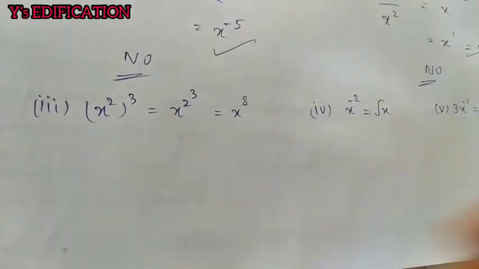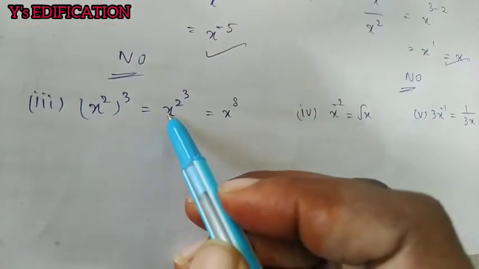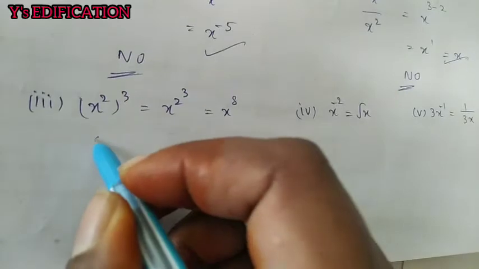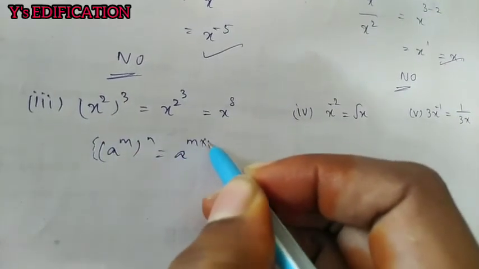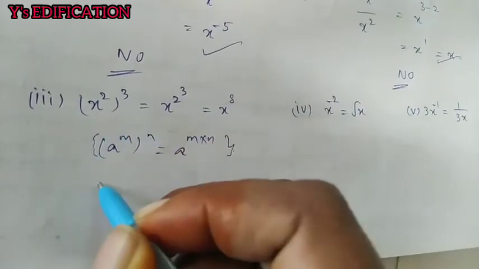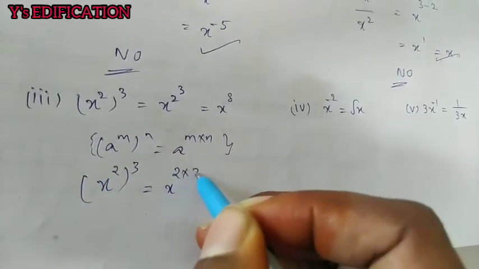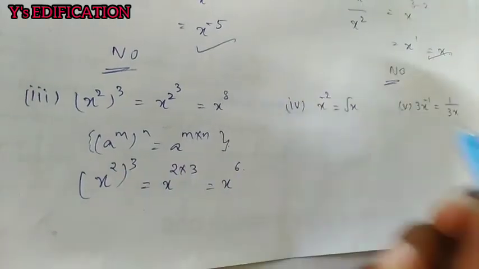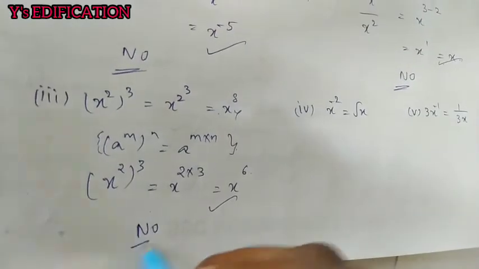Next one. X square whole cube. So it will become x power 2 power 3. Is it correct? We have a formula for this. A power m whole power n is equal to a power m into n. So x power of 2 whole power 3 will become x power of 2 into 3, is x power of 6. But they gave x power of 8. This is the wrong answer and this is the right answer. So we are not agreeing with this answer also.